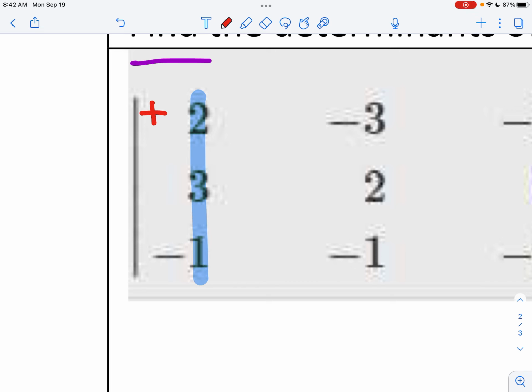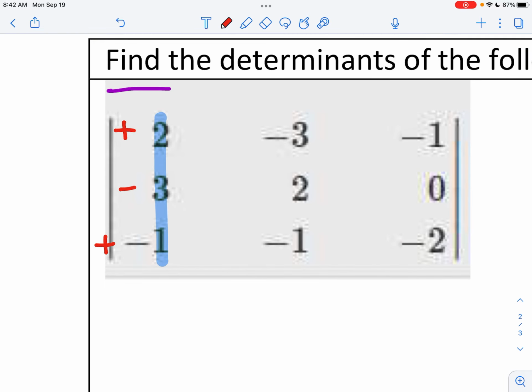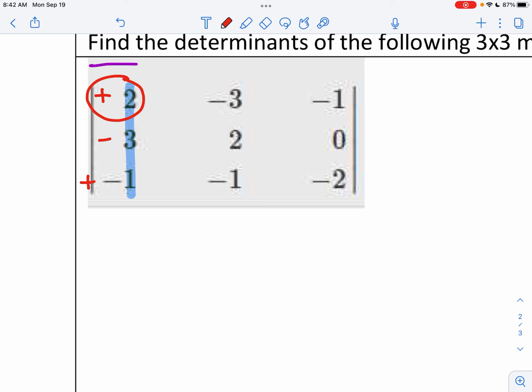Keep the positive 2, change to negative 3, keep the negative 1 when we do this. All right, so first we need to use the first one we see, so the 2. So we're going to break this apart, just so you know, into 3 separate 2x2 matrices. So we're going to start with the 2 right there that I have in my circle.